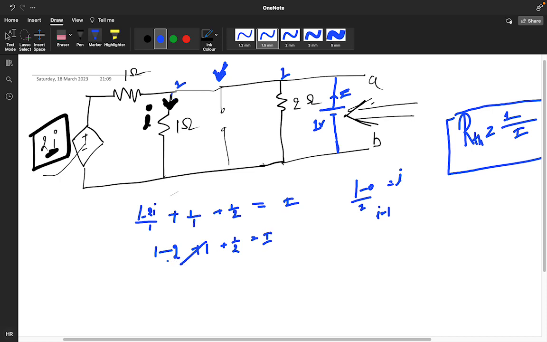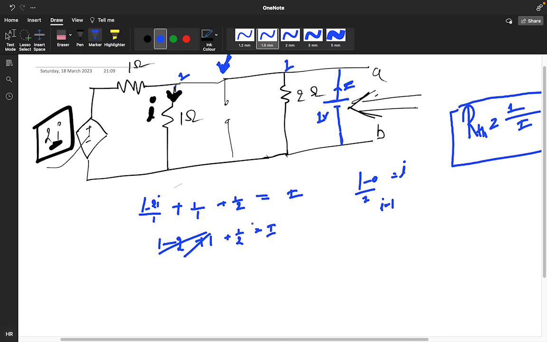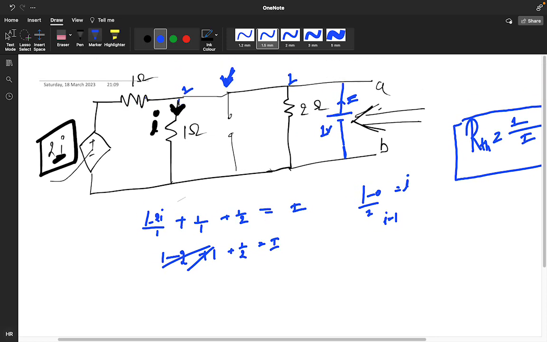So how much are you getting for this I value? (1 minus 2I) plus 1 plus 1 by 2 plus 1 by 2 is equal to the current you are assuming. You have taken this current, this current, this current, all as outgoing currents. So the I value you are getting is 1 by 2.